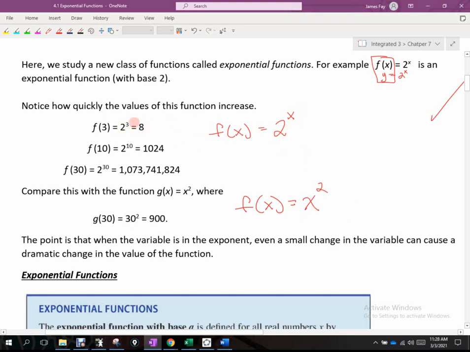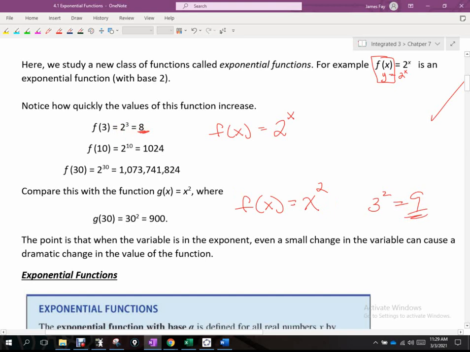If I'm looking at the exponential, and I write 2 to the third, that gives me 8. Down here, okay, if I'm using x to be 3, I get 3 squared, which is 9. So 9 and 8, they're relatively close to each other, right?